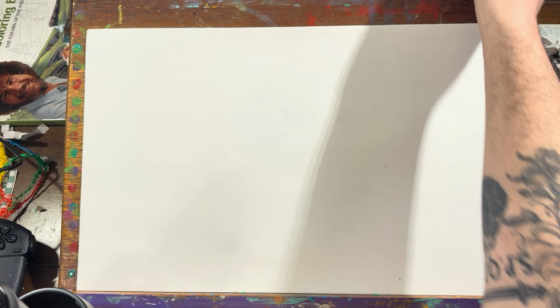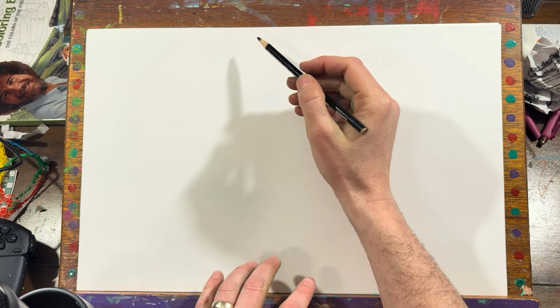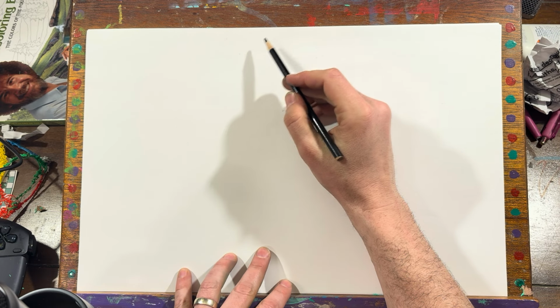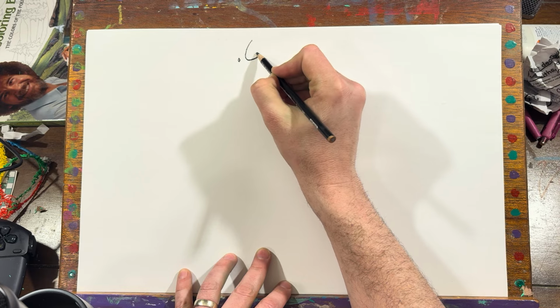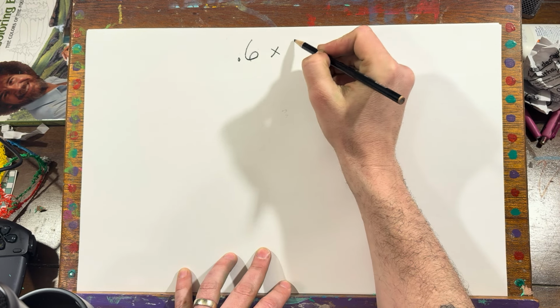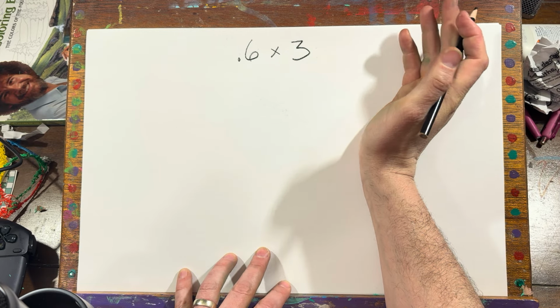That does make me wonder. We did 6 times 3. We did 6 times 3/10. What would 6/10 times 3 look like? Could we do this? Of course we could.